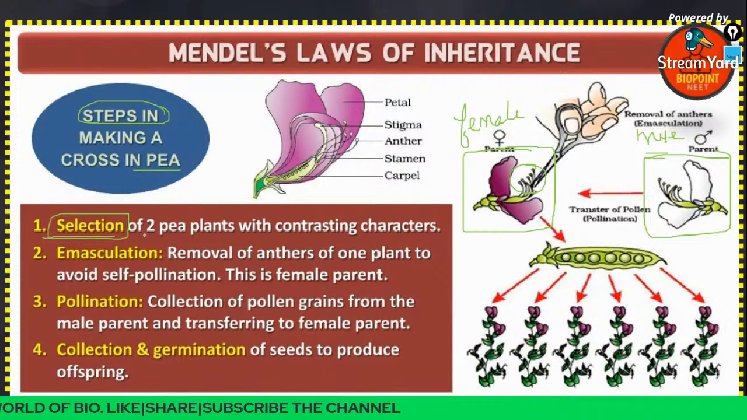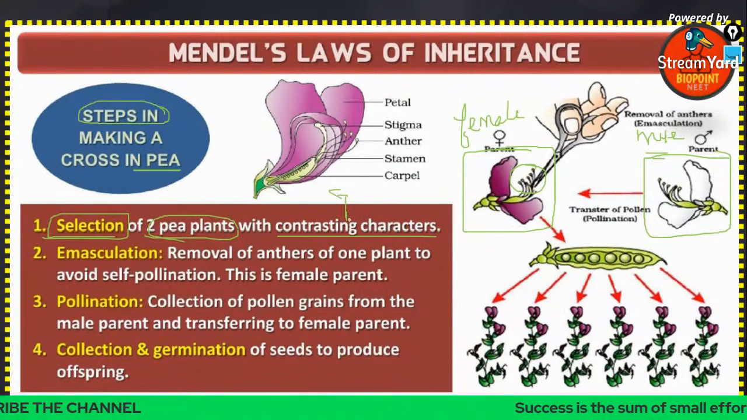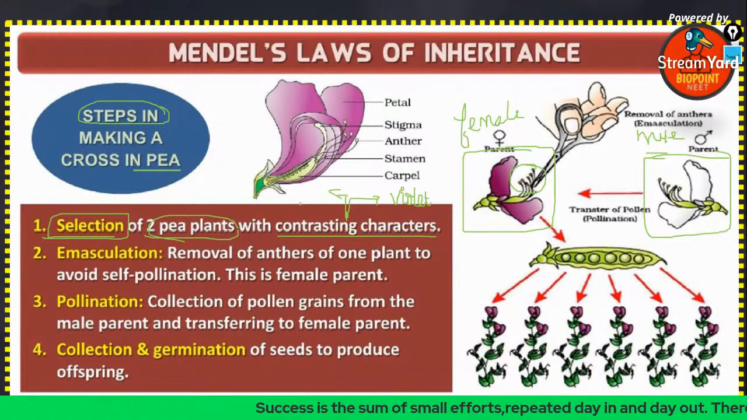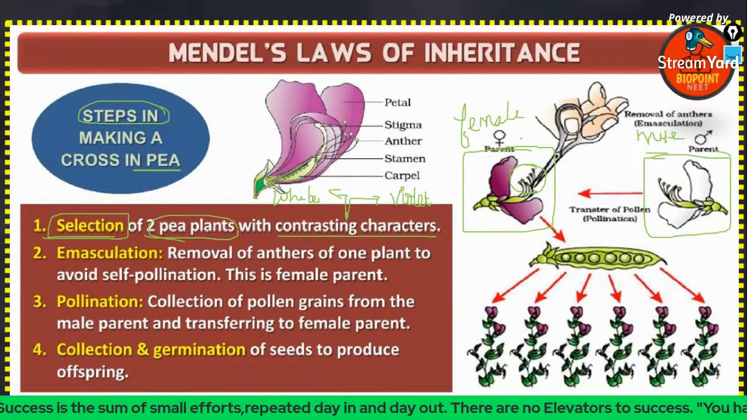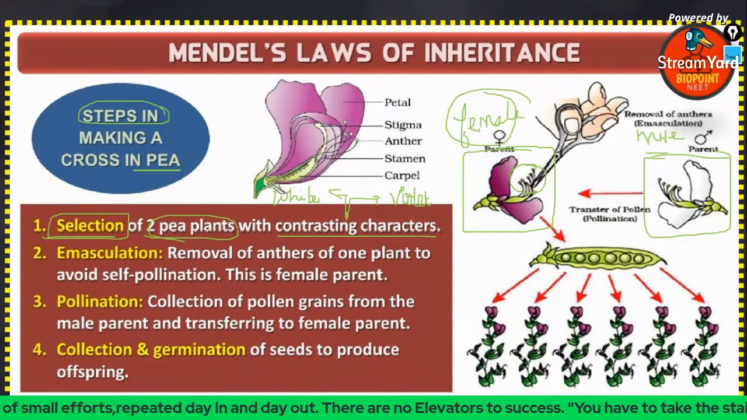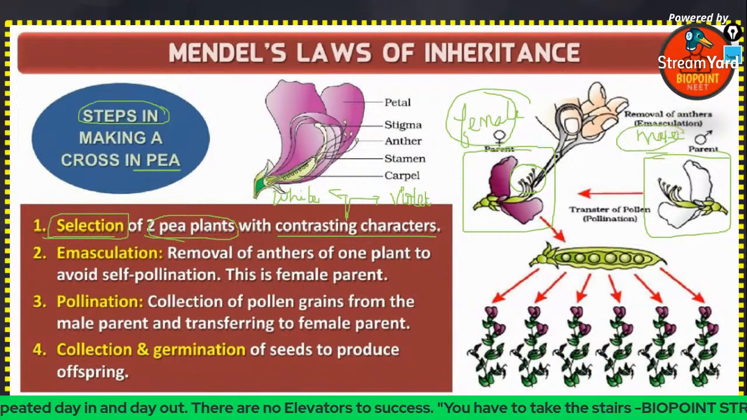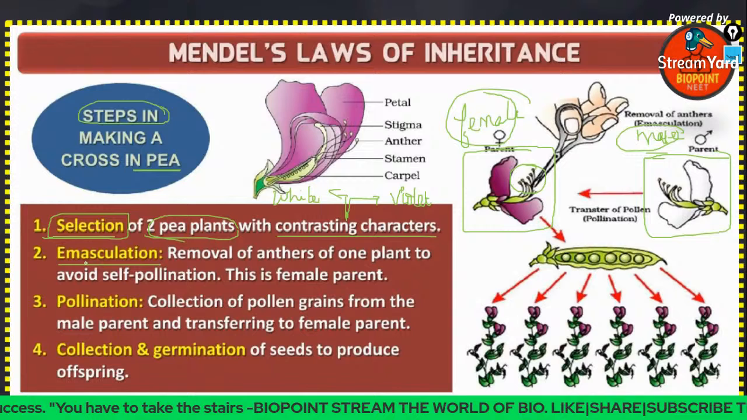First of all, select the two pea plants with contrasting characters. In this case, we have selected two different characters: the flowers having violet flower and white flower. We take the violet flower as the female parent or the mother, and the white flower as the male. After identifying the parents, we have to make sure that we do emasculation.